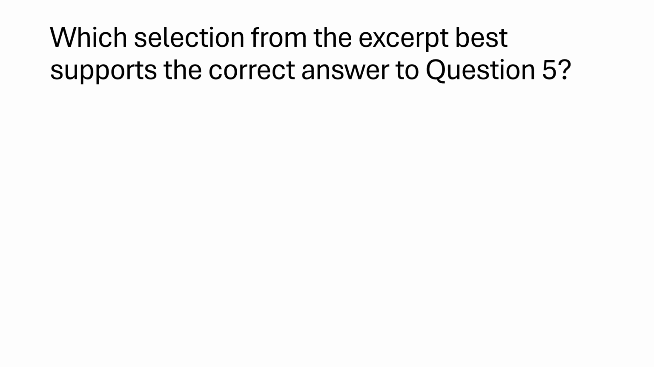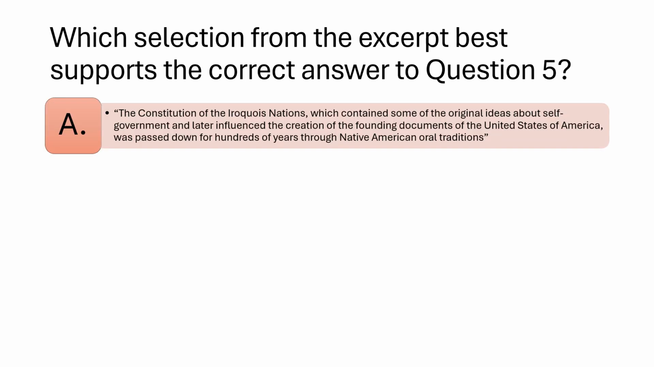Which selection from the excerpt best supports the correct answer to question 5? A. The Constitution of the Iroquois Nations, which contains some of the original ideas about self-government and later influenced the creation of the founding documents of the United States of America, was passed down for hundreds of years through Native American oral traditions.